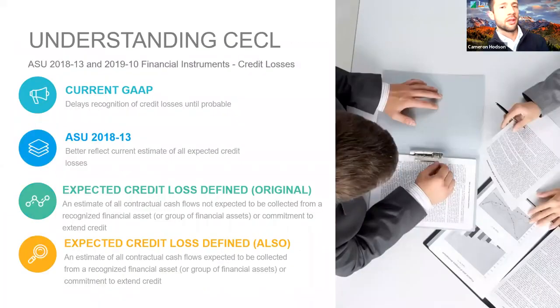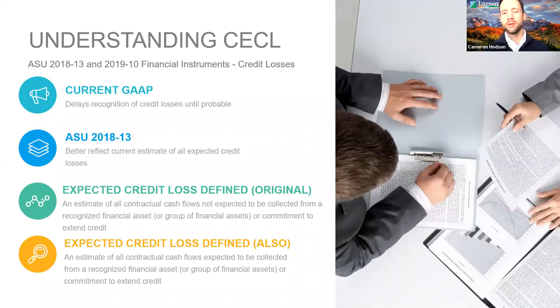So the first one that we've heard a lot of talk about initially is part of 2018-13 and then pushed back with 2019-10. And now this is scheduled to be implemented for private companies for years beginning after December 15th, 2022. So again, this wouldn't affect your reporting until 2023, audit in 2024. So a couple of years down the road, but there are some things to think about now as far as gathering information for this standard in order to be able to implement it.